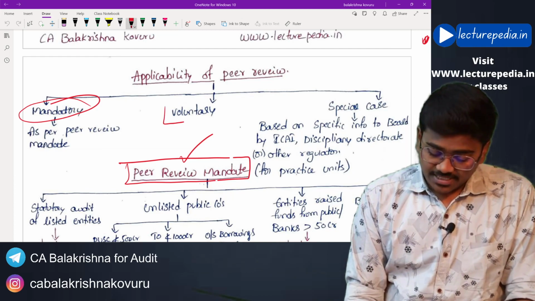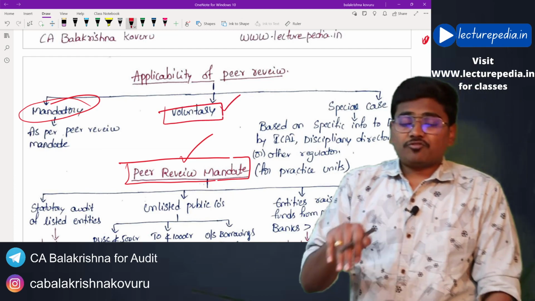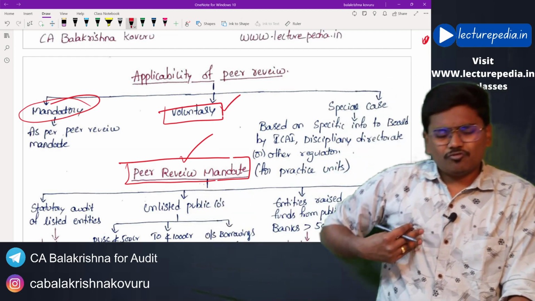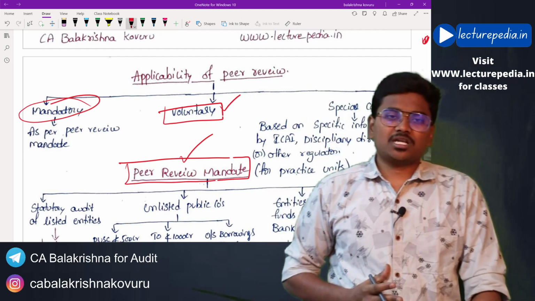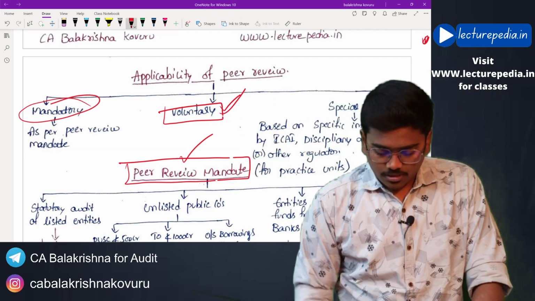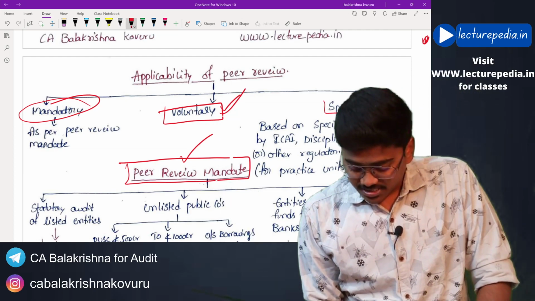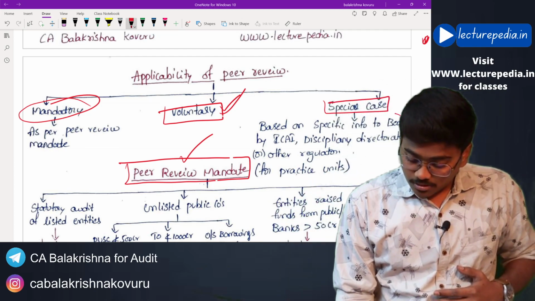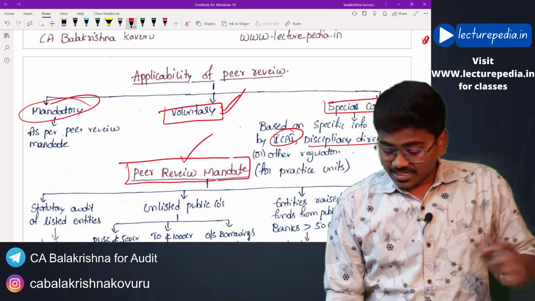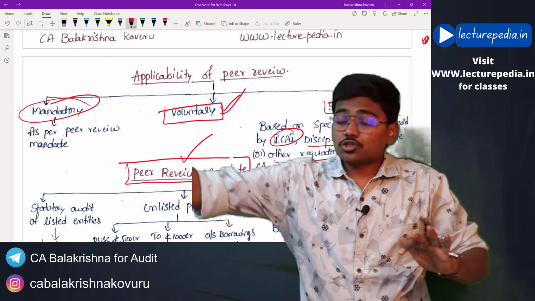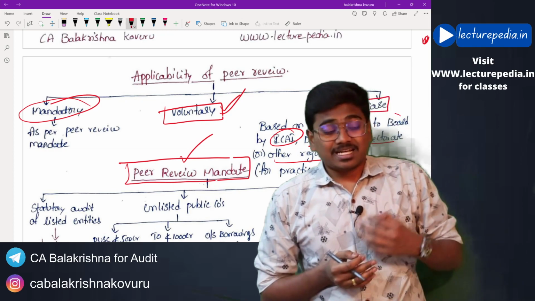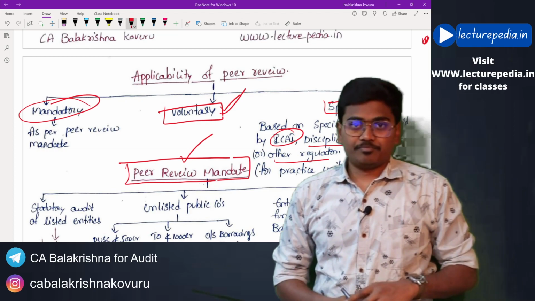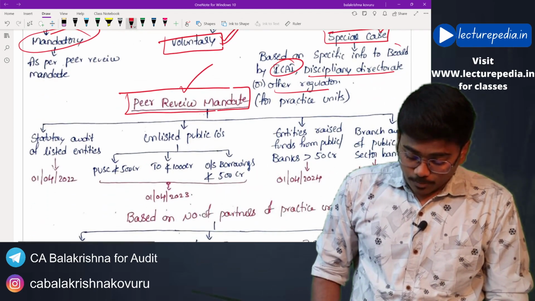Next one is voluntary peer review. Your firm is not required to get peer reviewed as per the peer review mandate, but voluntarily you want to get yourself peer reviewed, so you can apply under this point. Next, special case. If the peer review board receives any request from ICAI or the disciplinary directorate or any other regulator, based on that request, the peer review board can conduct the peer review of any of the practicing units. That will be coming under special case. Hope this is clear.